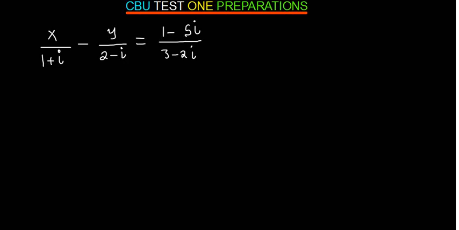So for x, given that x over 1 plus i minus y over 2 minus i is equal to 1 minus 5i divided by 3 minus 2i. So it's not that complex. Okay, it's not really a complex thing.